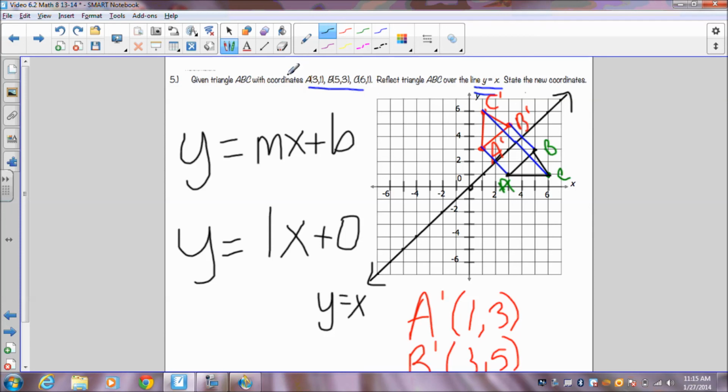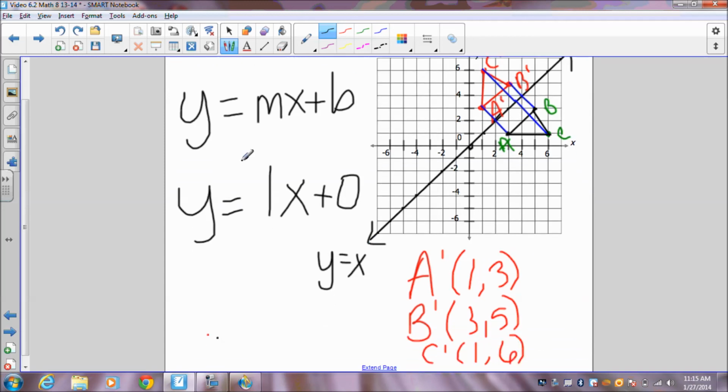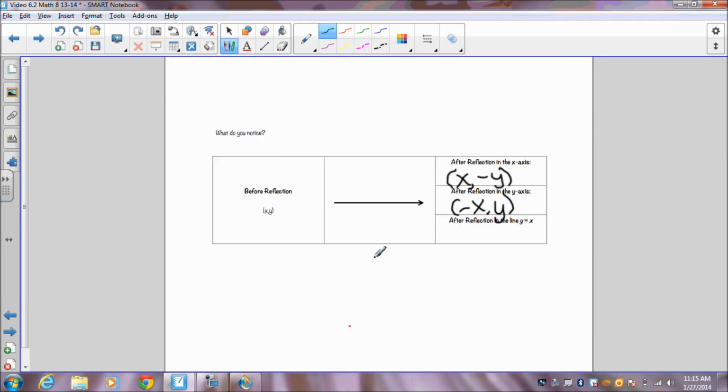When you reflect over the line y equals x, the A value, which was 3, 1, became 1, 3. The B coordinate, which was 5, 3, became 3, 5, and the C coordinate, which was originally 6, 1, became 1, 6. So it's very clear that when you reflect over the line y equals x, your x, y just switches spots with each other, so it becomes y, x. Okay? Now, this should make sense to you because if it's reflected in the line y equals x, it means that y is equal to x and x is equal to y. And that's how you do reflections.